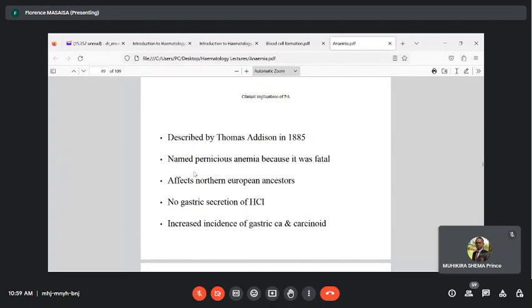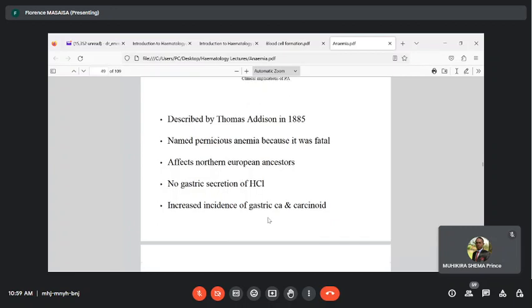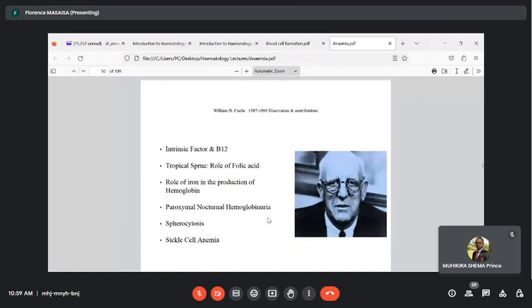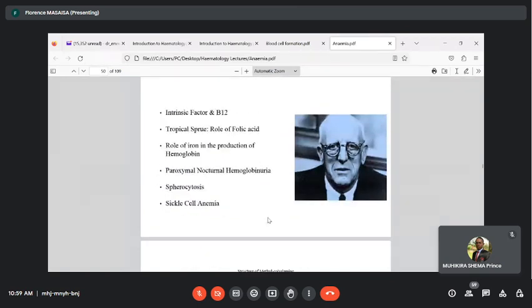They have no gastric secretion of hydrochloric acid. So those patients have a high risk of gastric cancer and carcinoid. They have antibodies to intrinsic factor. So the intrinsic factor is destroyed by the antibodies.